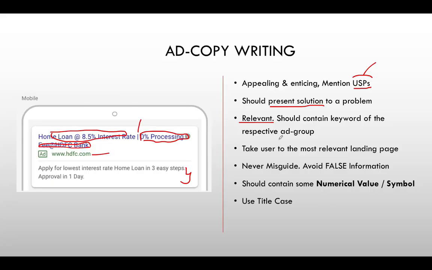Now always take the user to the most relevant landing page. So if you see an ad from Amazon which is selling Samsung S7, if you click on the ad, it will always take you to the most relevant landing page, which in this case is Samsung S7. You won't find an ad taking the user to a TV page or Samsung S8 page, right? So take the user to the most relevant landing page and avoid your home page as your landing page. Home page should not be a landing page.